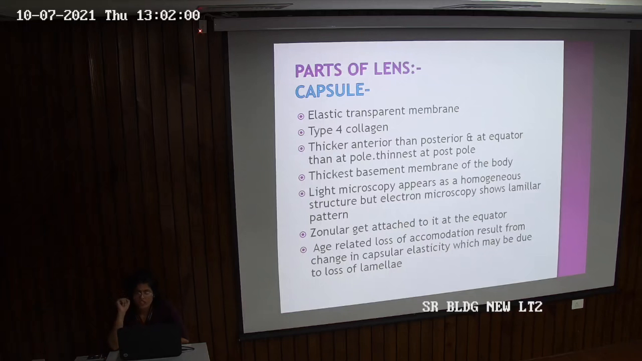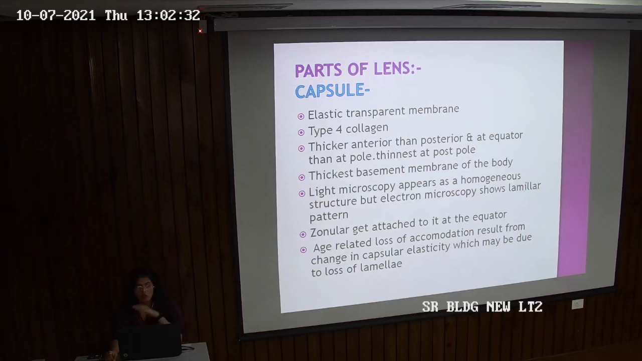Now we are dealing with the parts of the lens, basically three most important: the capsule, then the epithelium, then the fibers. The first and foremost is the capsule. The elastic transparent membrane, the capsule, is actually made from type 4 collagen. It doesn't mean that the lens of our eye is made only from this kind of collagen. It is also made from type 1, type 2, type 3. But when we focus on the capsule, it emphasizes the type 4 collagen.